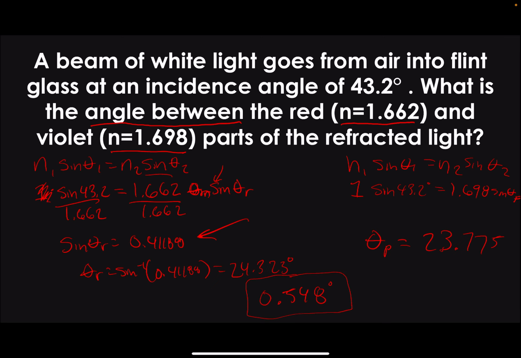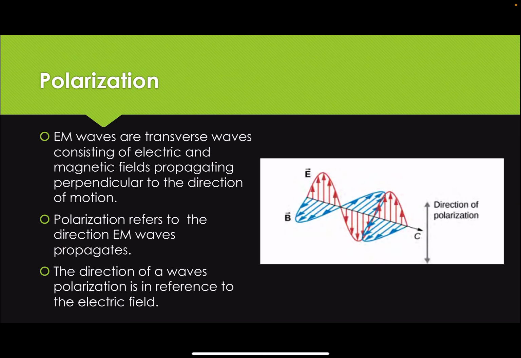Okay, next we have something called polarization. All EM waves, all light, both non-visible and visible light, are electromagnetic waves. We know that already, but what does that even mean? Well, we haven't talked about it yet. Electromagnetic waves, light, consist of magnetic and electric fields propagating up and down and side to side. You can see a picture here.